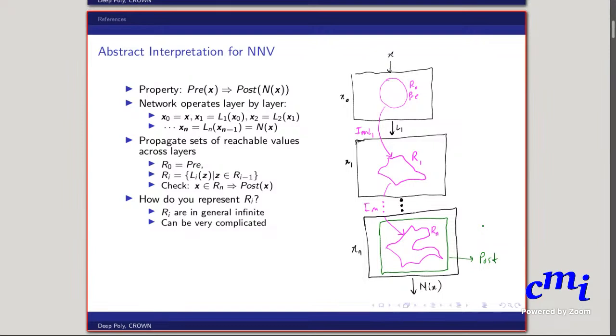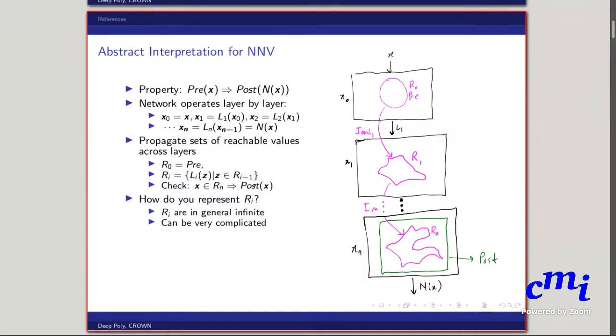But of course, this strategy has a very huge downside, which is: how do you even represent these RIs, right? Of course, RIs are in general infinite. As I've sort of drawn over here, although this is just a conceptual drawing, even in real life, if you talk about the precise image of even some simple starting set or simple precondition, they can very quickly get very, very complicated, right? Because the entire neural network layer is non-linear. As soon as you apply something like ReLU or sigmoid, and then on top of that, you're doing another linear transformation, two layers down the line, things are going to get very complicated, right?